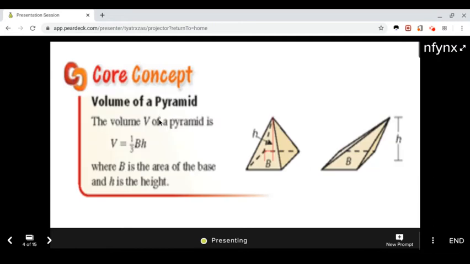So the volume of a pyramid, we have it as follows. It's a third times the base times the height, where B is the area of the base, so it's this portion here, and then H is the height. So we should be familiar, obviously, with the B and the H. The only difference here is that now we're dividing it by 3.